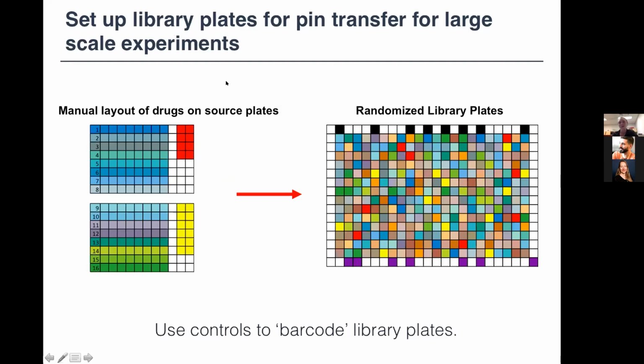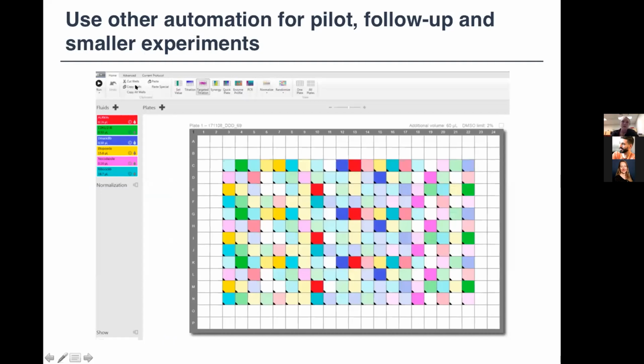And so a recommendation is to generate library plates for these that can then be used for pin transfers. If you have a moderate number of drugs, this is an example of what the HPD 300 software looks like. It enables you to add drugs and randomize the treatment layout across multi-well plates. And this is the treatment file that is output programmatically by that experimental design notebook that I showed you just a couple slides ago.